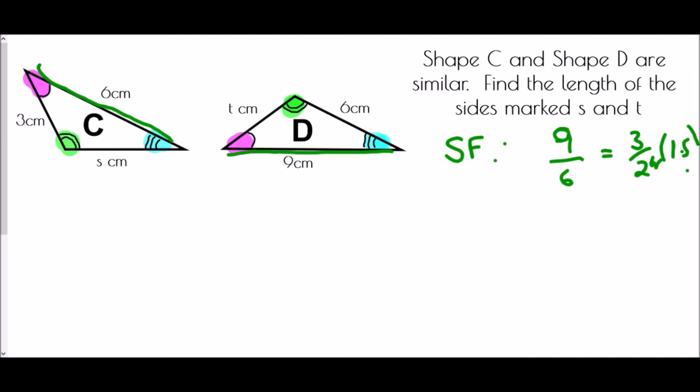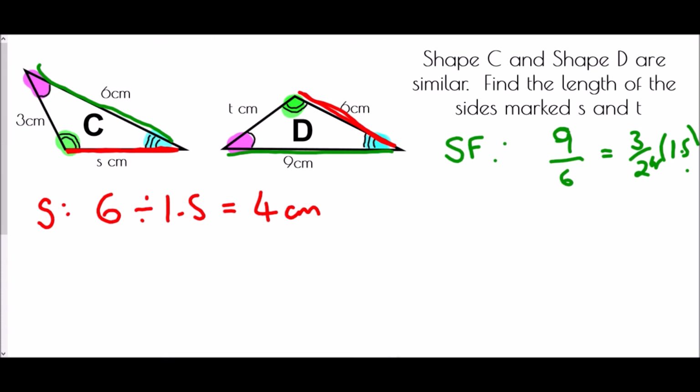And so what we need to do is work out which sides they correspond to. So S is between green and blue. And so that must correspond to the side which is 6. So S is going to be 6. And because we know that C is the smaller shape, it's going to be a divide. We're going to divide by 1.5. 6 divided by 1.5 is actually 4. So S will be 4 centimetres.